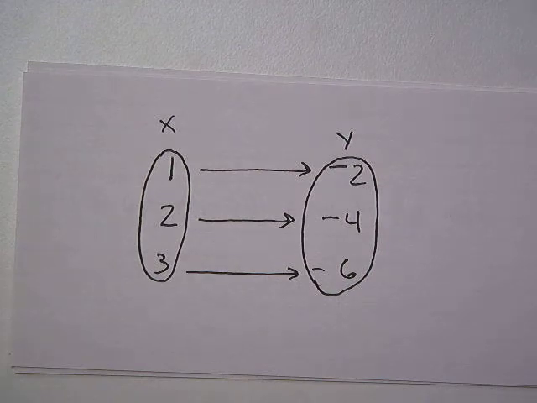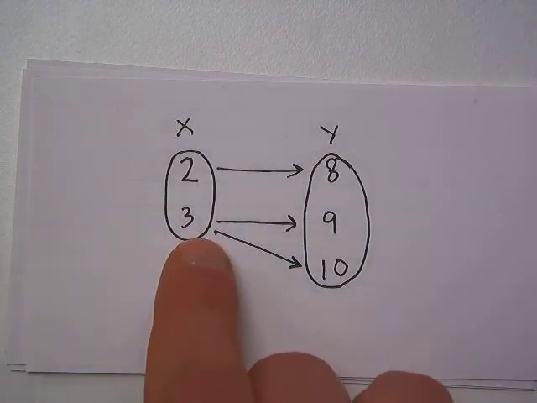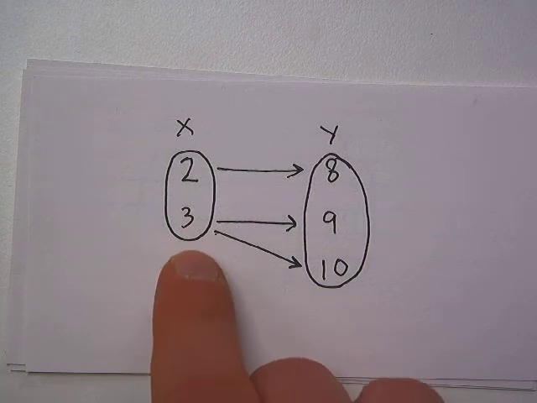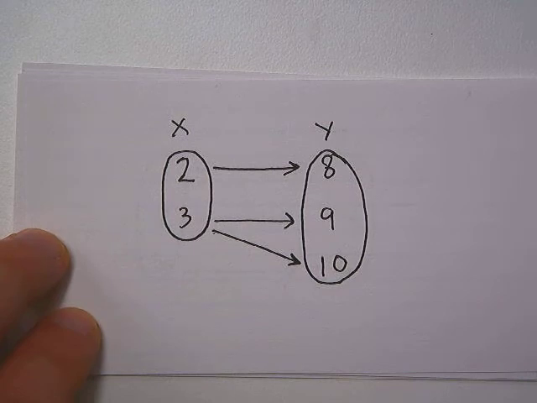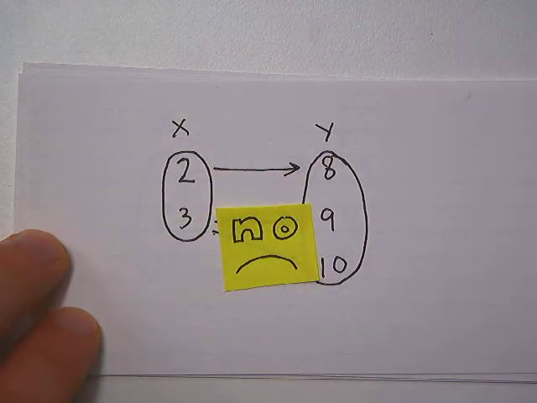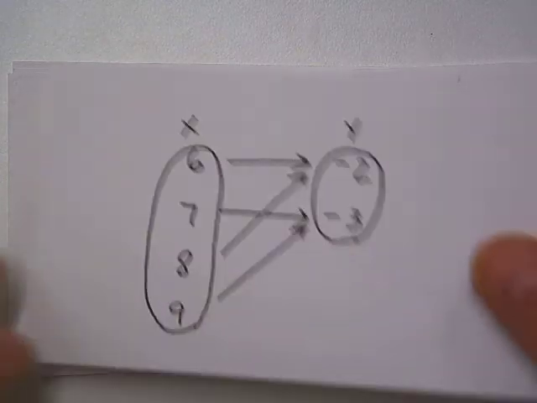How you can tell that is because there's only one arrow coming off of each x value. So that would mean this one, we have 2 arrows coming off of x is equal to 3. So that means that x equals 3 is mapped to y equals 9 and y equals 10. So no, this is not a function.